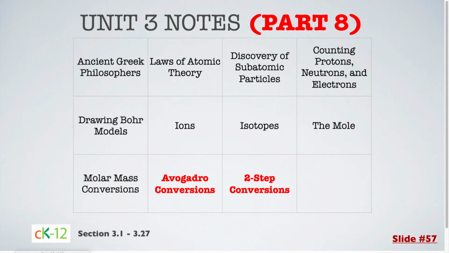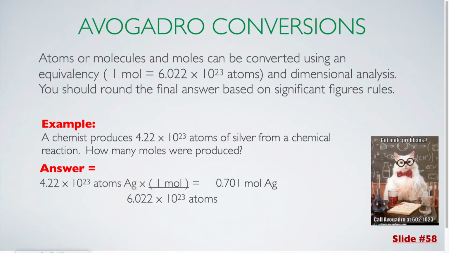In Part 8 of the Unit 3 notes, we will be covering Avogadro conversions and two-step conversions. Atoms or molecules and moles can be converted using an equivalency. 1 mole equals 6.022 times 10 to the 23rd atoms. In dimensional analysis, you should round the final answer based on significant figure rules. Here we have an example of what this would look like.